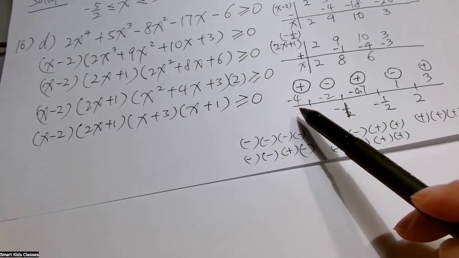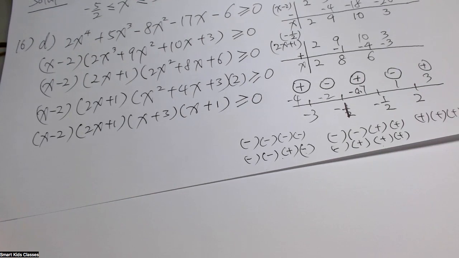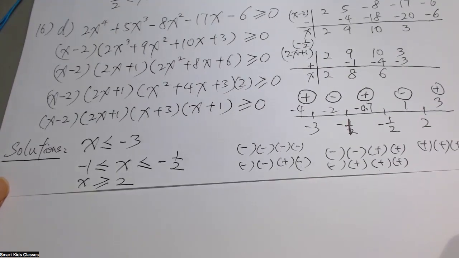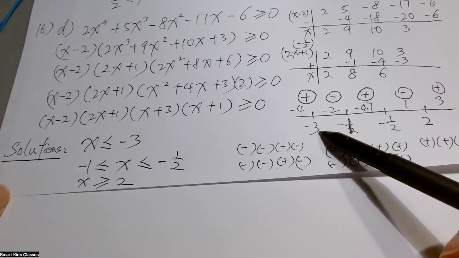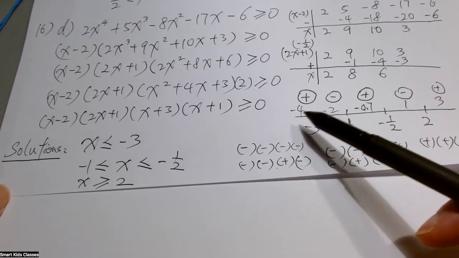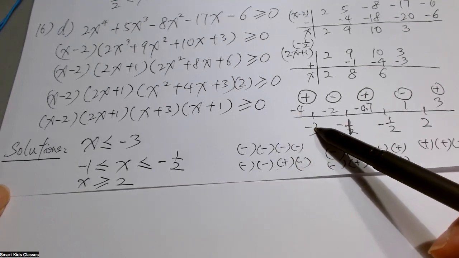From testing the number line, we find 2 solutions here. So I'm going to write it down. Now I say the solutions. The first one is the -3. So going this side, infinite negative. So therefore, x smaller or equal -3.